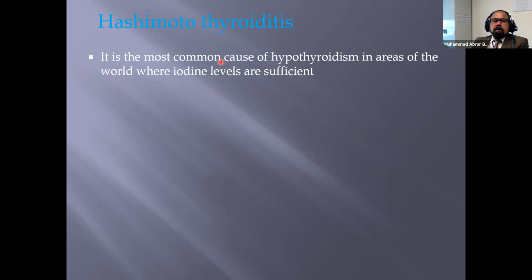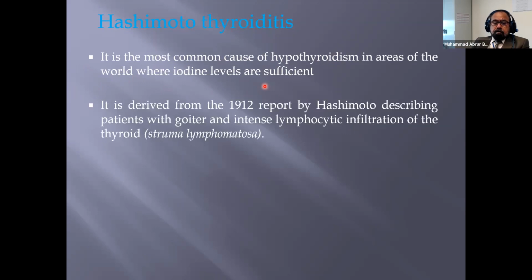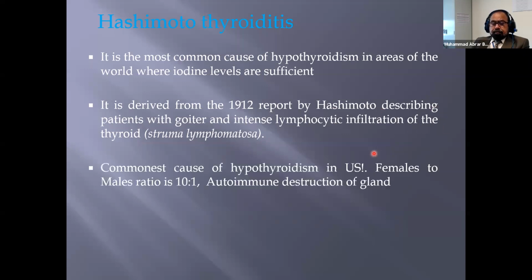Hashimoto thyroiditis, as the name says, is the most common cause of hypothyroidism in an area where iodine level is sufficient. As we said, when iodine level is low, hypothyroidism occurs, but in Hashimoto these occur in areas where there is a normal amount of iodine available. It is named from 1912 by Hashimoto, describing patients with a goiter and intense lymphocytic infiltrate. In previous days it was called struma lymphomatosa, but now we call it Hashimoto thyroiditis.